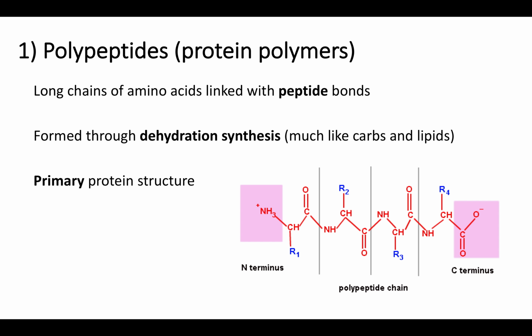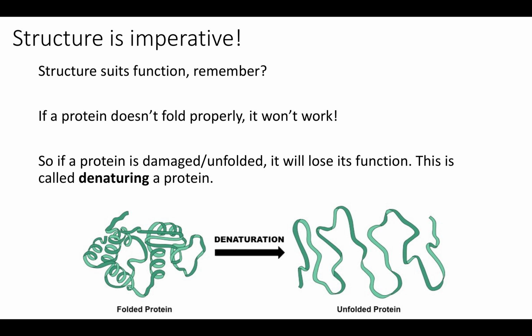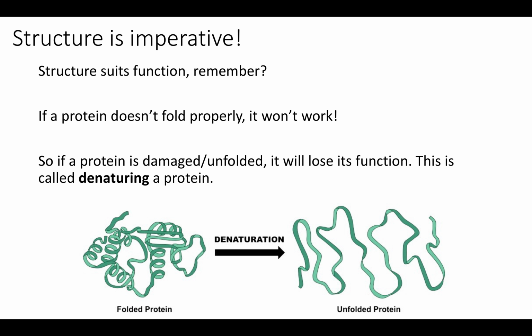And so two polypeptide chains that are the same, 1, 2, 3, 4, 5 and another one that is 1, 2, 3, 4, 5, are going to fold the same way because it's the same order, same interactions. It's going to fold the same way every time. So that's how you can reproduce polypeptides. Anyway, that was kind of an aside. But structure matters. Structure suits function. Therefore, if you mess with the structure, you're going to mess with the function.